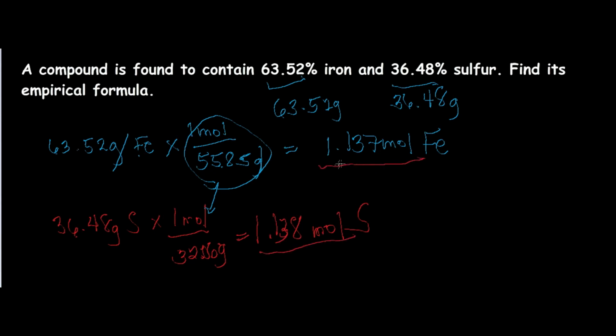The next step is to divide it by the smallest number of moles, which is the moles of iron. So 1.137 moles of iron divided by itself, we will have 1. And 1.138 moles of sulfur divided by 1.137 moles, we will have approximately 1. So the empirical formula is FeS.